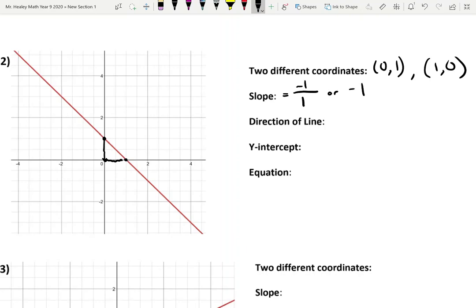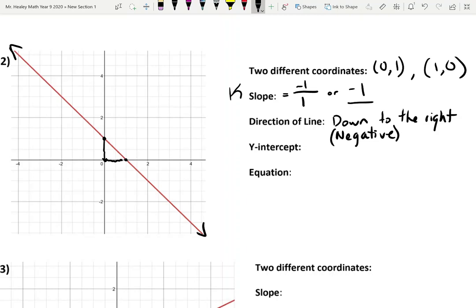The direction of the line, as we see, is going down to the right, and we notice that our slope is negative. Our y-intercept, that coordinate there, which we found, is 0. In our equation, y is equal to -1x plus 0. That is it for that example.